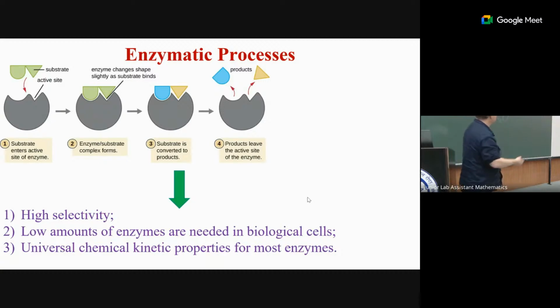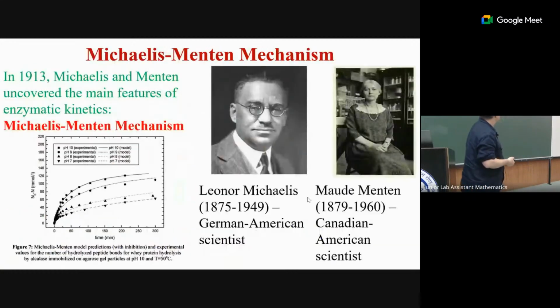Nature needs this to be very specific, and only very low amounts of enzymes are needed, and then we need universal chemical properties to describe all these enzymes. And we go to this universal mechanism, which is very famous, the Michaelis-Menten mechanism, which is more than 100 years old. In 1913, two scientists, Michaelis and Menten, uncovered it. It is probably the most cited paper in biology. They found that the chemical reaction for enzymes typically follows a parabolic curve.